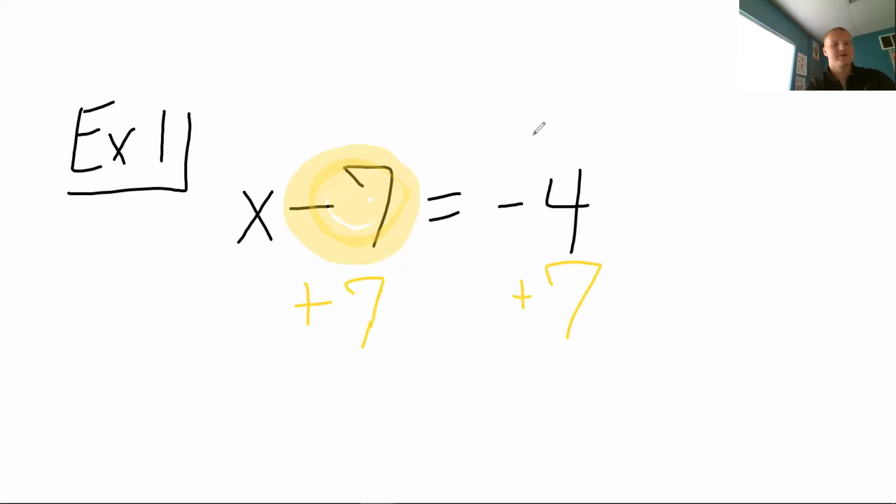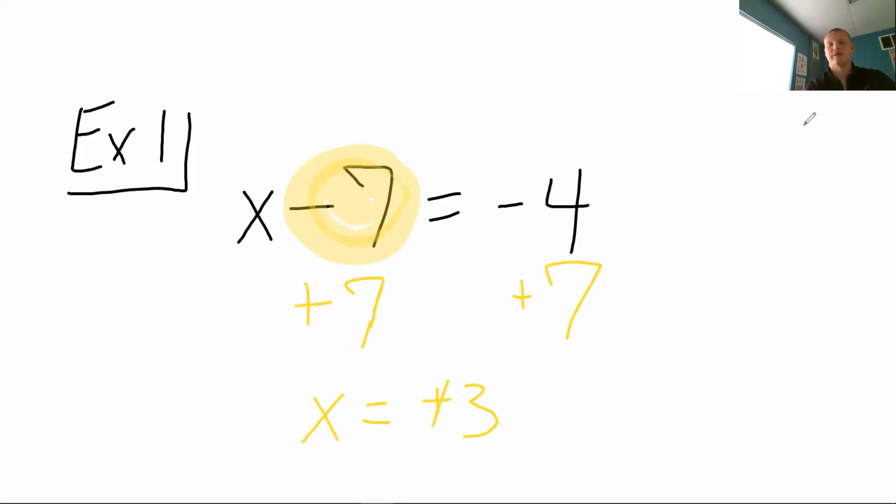All right. So Ellen, what's that going to give me as my finished product? Yep, it's going to give me +3. So I'm just going to write +3 right there. You don't have to write the positive sign. You could just write x equals 3, and that would be the correct answer.